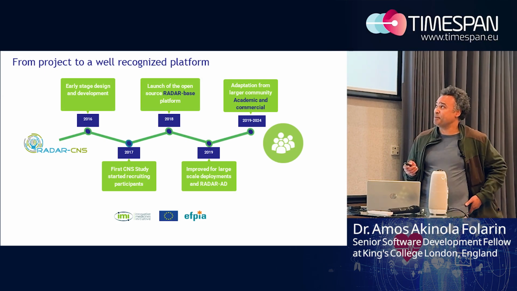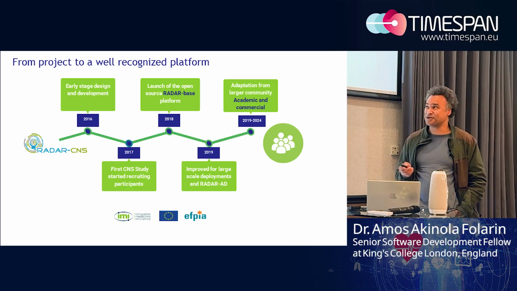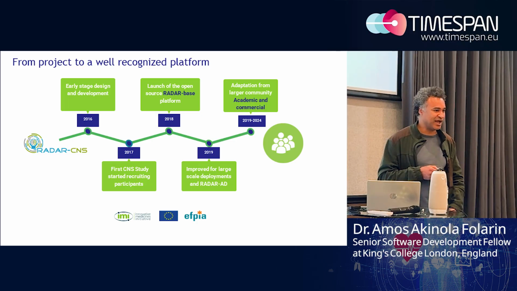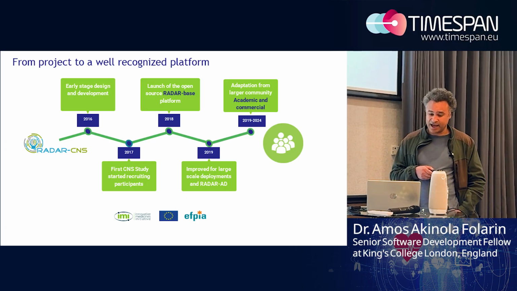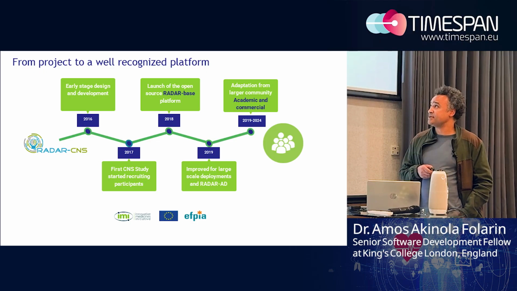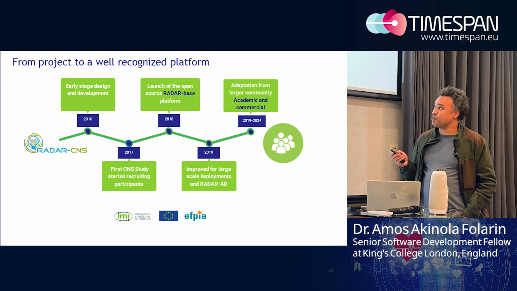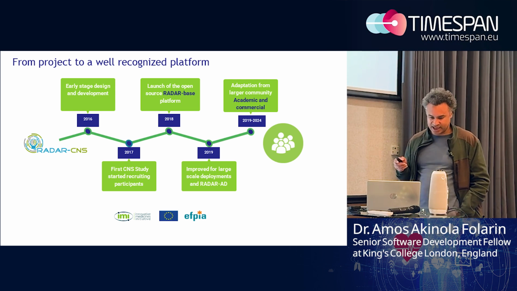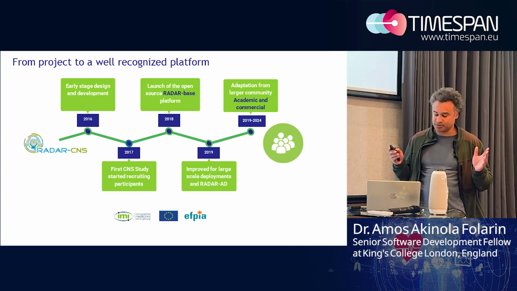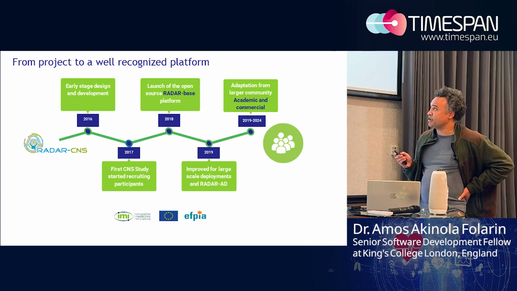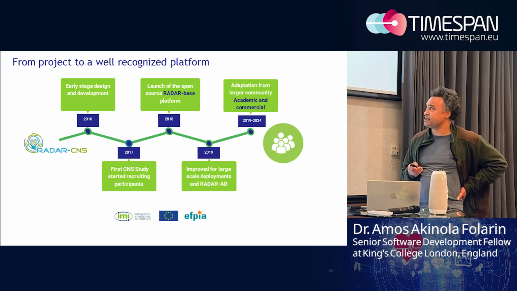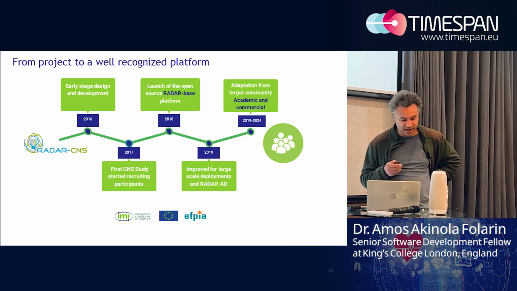So Radar, I should also mention, started in another IMI project called Radar CNS that was looking at collecting data from people with depression, epilepsy, and multiple sclerosis. We started building the actual platform back in early 2016. We'd been working in this space a little bit before, but actually starting work on Radar Base was around 2016. And the first Radar CNS study started recruiting participants about a year later on an early version of the platform.